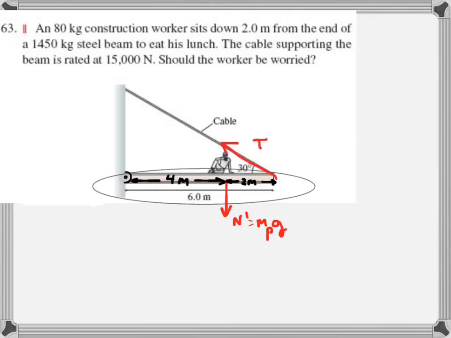Another force acting on the beam is the tension of the cable. Tension always acts along the direction of the cable. The cable is attached to the right end of the beam, so the tension force of the cable is acting at that location.